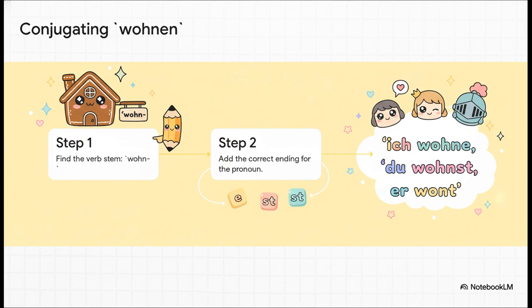And here's the best part. Wohnen is a regular verb. That means it follows a super simple, predictable pattern. You just take the main part of the verb, the stem, which is wohn, and then you tack on the right ending for whoever you're talking about. So it's ich wohne, du wohnst, er wohnt. See? Once you know the pattern, you can do this with tons of German verbs.